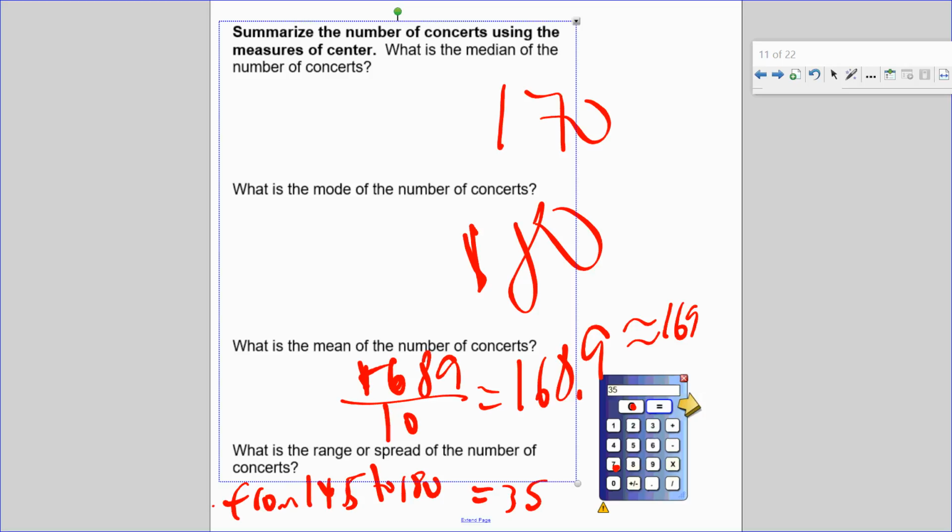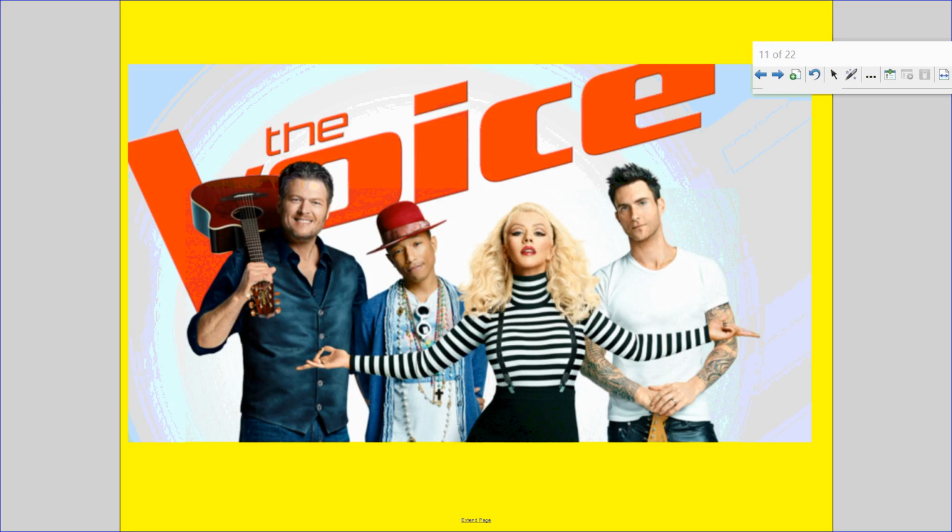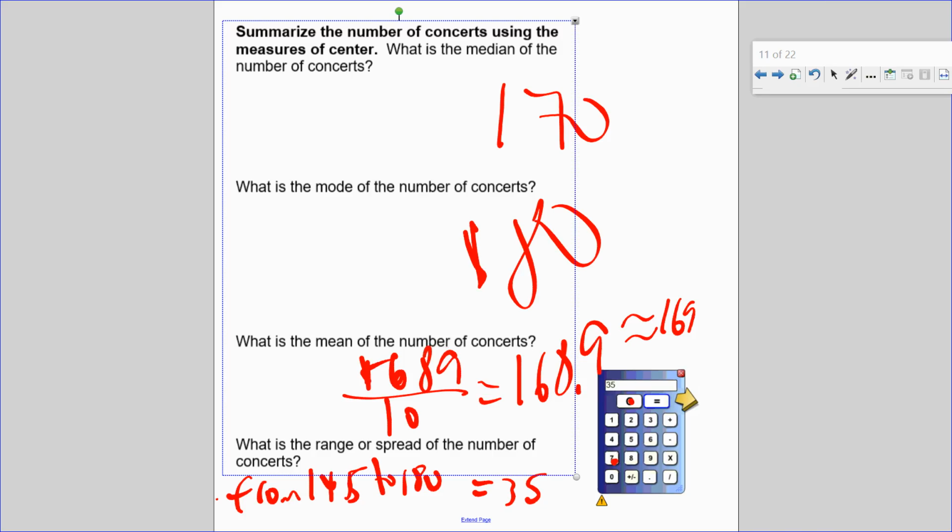So the last thing we're going to do is we're going to be watching The Voice, and then you're going to watch different performers, and we're going to find their median score, mean score, mode score, range score, and so on. So this is a study of mean, median, mode, and range.